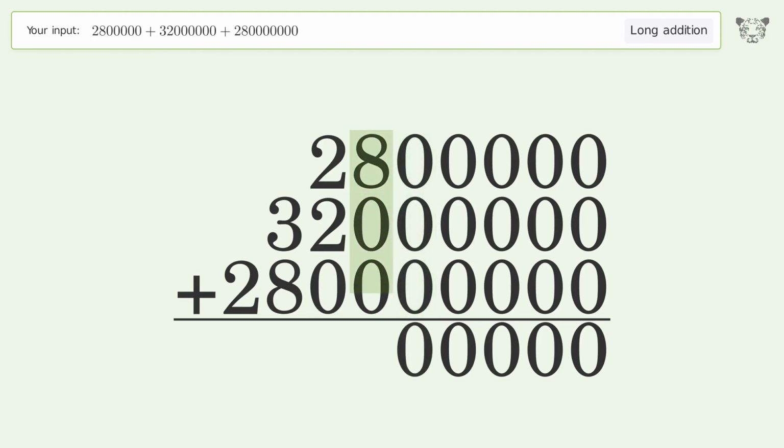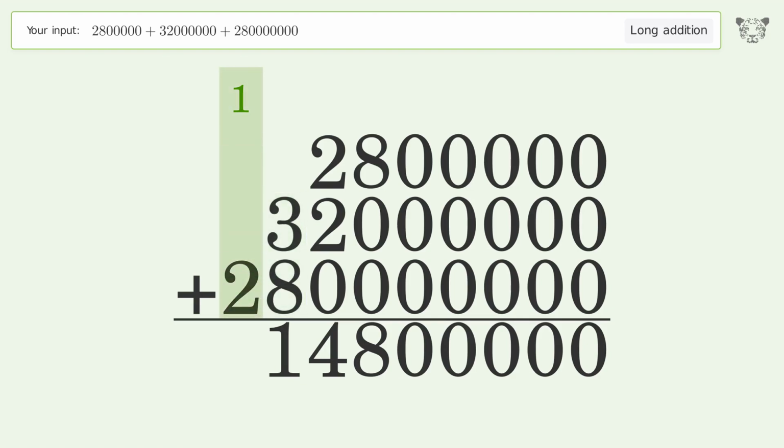8 plus 0 plus 0, equals 8. 2 plus 2 plus 0, equals 4. 3 plus 8, equals 11. Carry 1 to the 100 millions place.